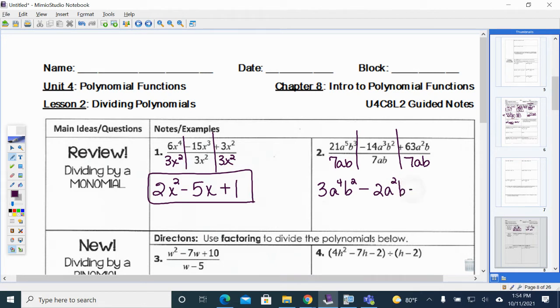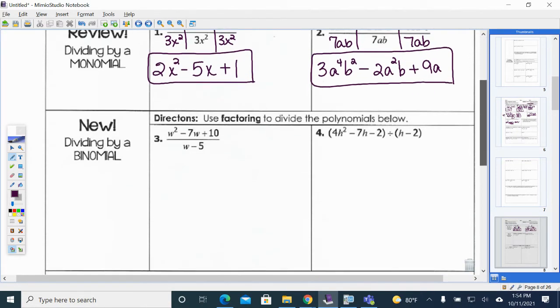And then for our last term, it's going to be a positive. 63 divided by 7 is 9. And so again, subtract those exponents. 2 minus 1 for the a's is 1. And then the b's are going to go away. They subtract out. They cancel out. So that, again, is dividing by a monomial.